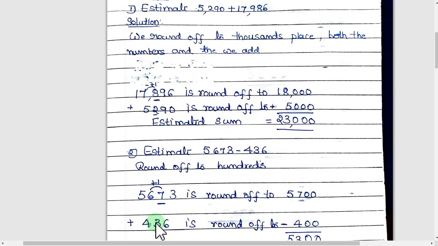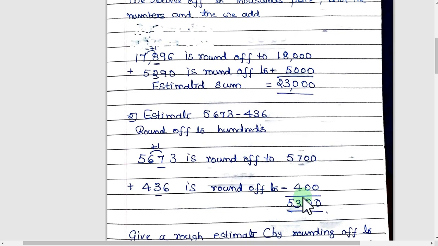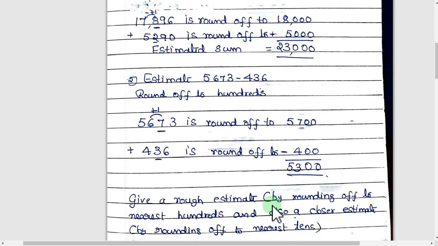Next 436. Here this is hundreds place digit. We have to check tens place digit. This is less than 5, so we don't have to add. 4 remains 4 only, and these two digits become 0. Now 436 is rounded off to 400. Now subtracting as usual, all of you know, you will get 5300. So this is the estimated difference.